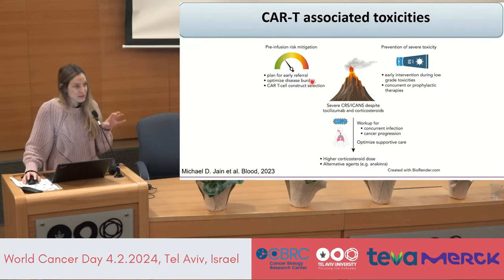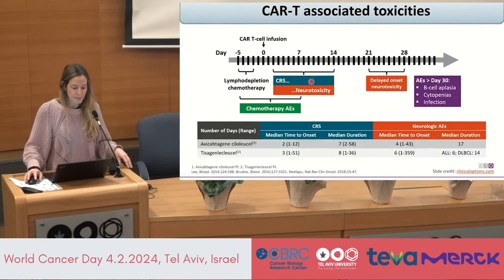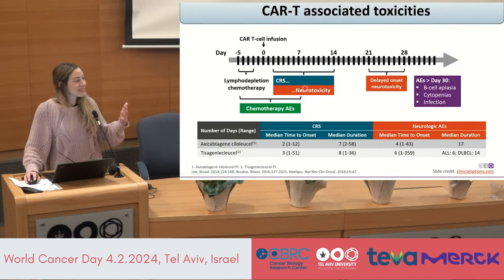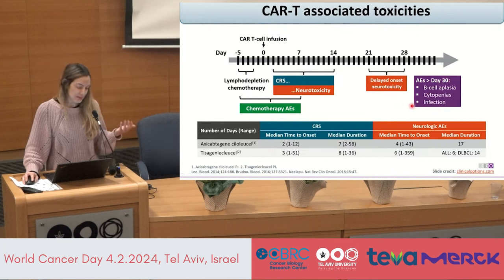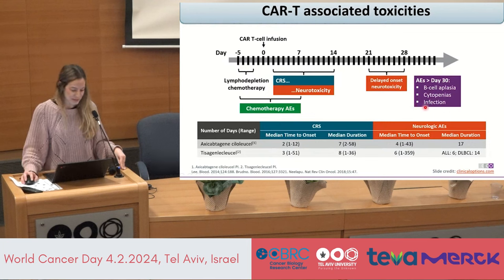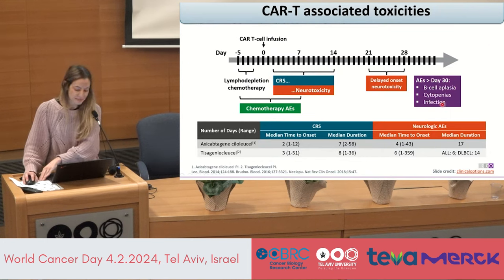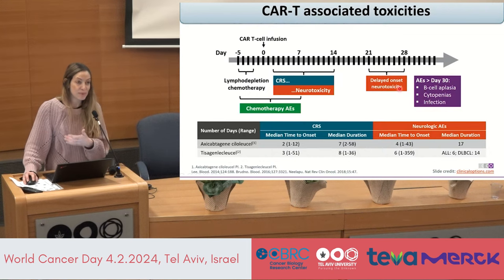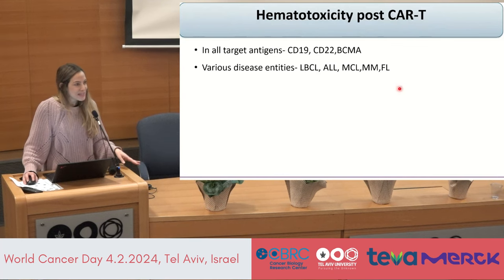So I'm not going to refer to these toxicities, but I would like to talk about the less spoken toxicity, which you can see here. It appears rarely later on. In this scheme, as you can see, you have the CRS and neurotoxicity here on the first days of the infusion, and later on we can see the cytopenias and the bone marrow aplasia, which I'm going to talk about now.